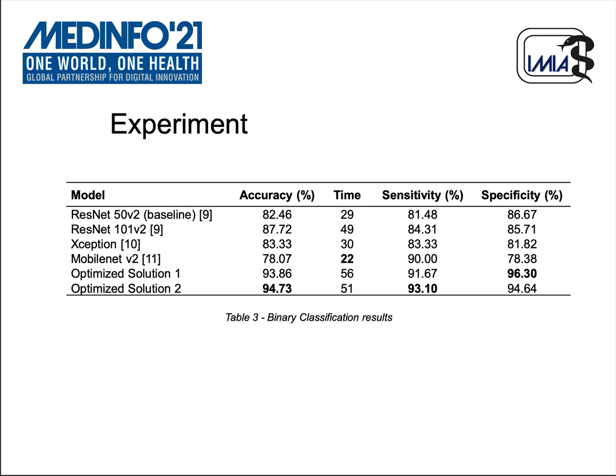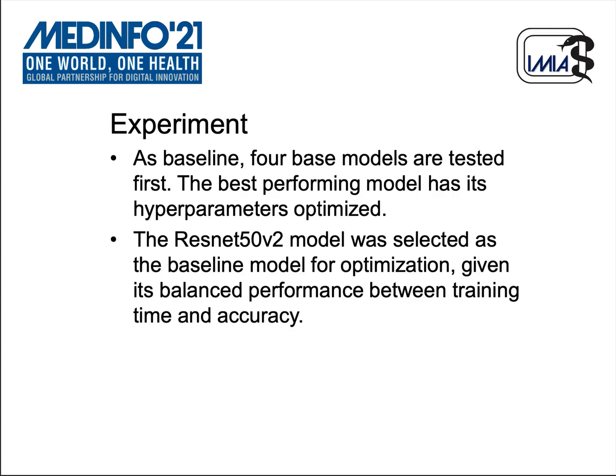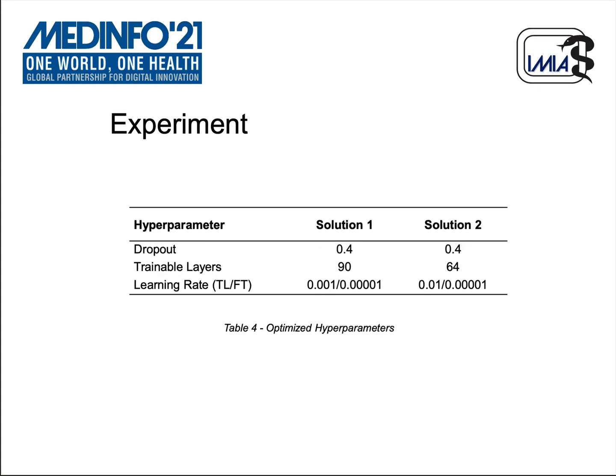In the following table, we have listed the results obtained by each neural network. The first 4 models were tested at first to select a baseline. The ResNet 50 was selected because of the balanced performance in training time and accuracy. It can also be seen that the optimized solution obtained an improvement in the accuracy, sensitivity, and specificity metrics. In the following table, the optimized parameters of the neural networks are listed.